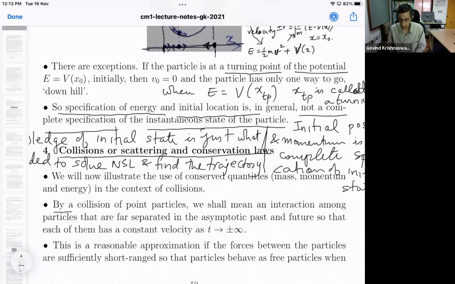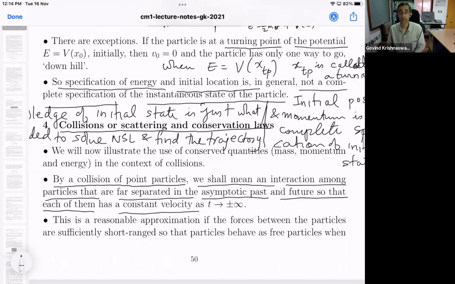By a collision of point particles, we shall mean an interaction among particles that are far separated in the far past, that is in the asymptotic past, as well as in the far future, so that each of them has a constant velocity as t goes to either plus or minus infinity.